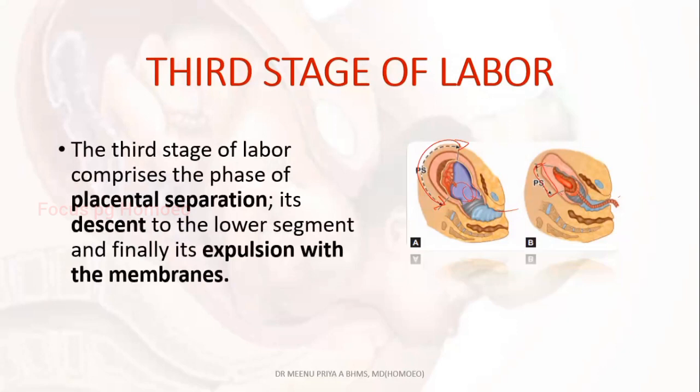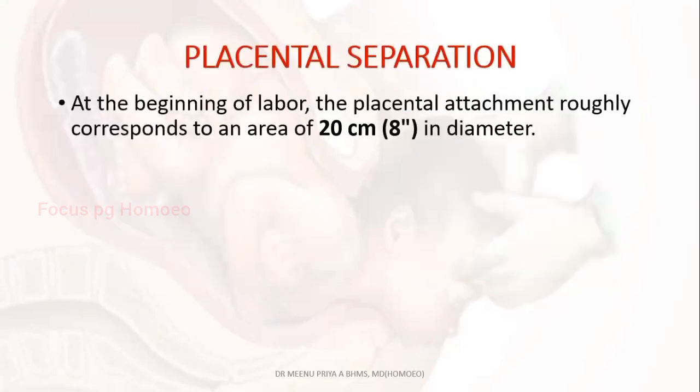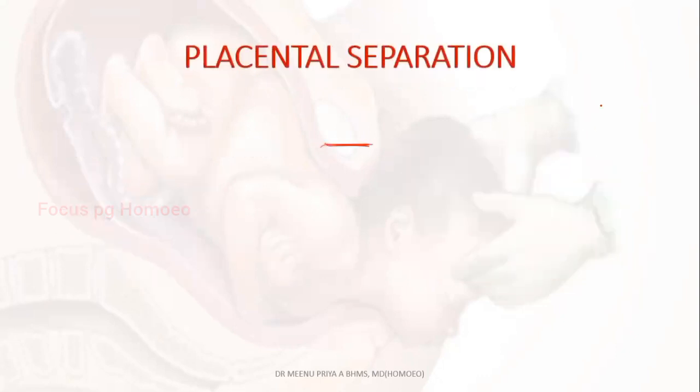So the third stage of labor comprises the phase of placental separation. Again, here descent happens. So for the placenta to come out, there should be descent to the lower segment, and finally its expulsion with the membranes is the third stage of labor. So what happens in placental separation? At the beginning of labor, the placental attachment roughly corresponds to an area of 20 centimeters. So here I showed you, this is approximately 20 centimeters. As the labor progresses, the placental surface reduces. That is one of the causes for the placental separation in the third stage of labor.